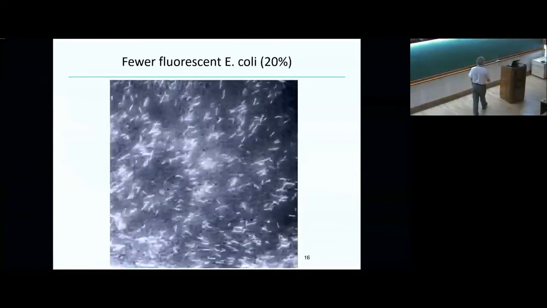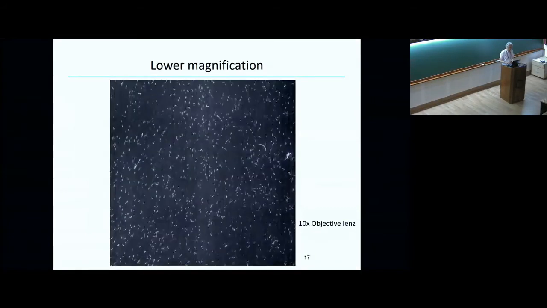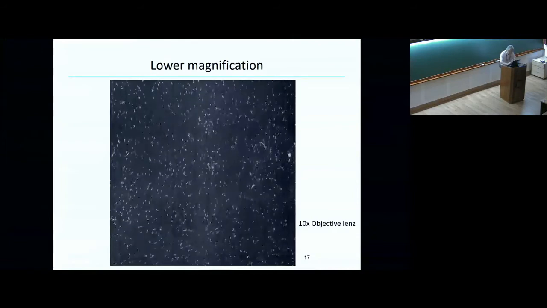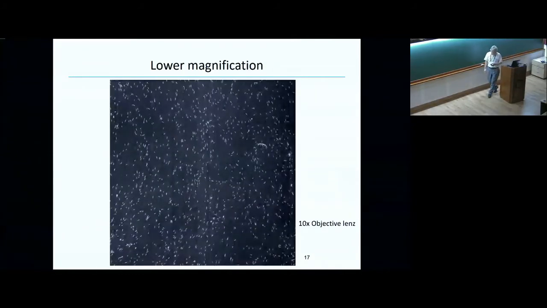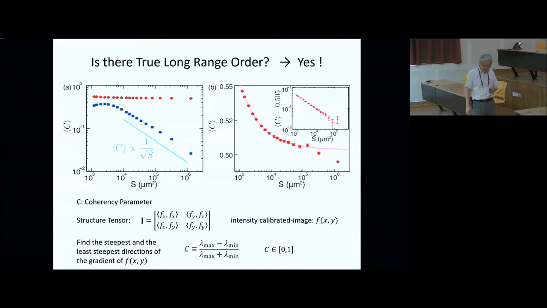And even at lower magnification, there is some vertical motion. You see there are upgoing bacteria and downgoing bacteria. There are many bacteria, but you cannot see all of them. Okay, so we analyze this data by using image intensity. To determine the orientation of the bacteria, we use the structure tensor method. The structure tensor method just uses image intensity and calculates the gradient in the x and y directions. They calculate the eigenvalue and eigenvector of this structure tensor, and the eigenvector gives the steepest and the least steepest direction.